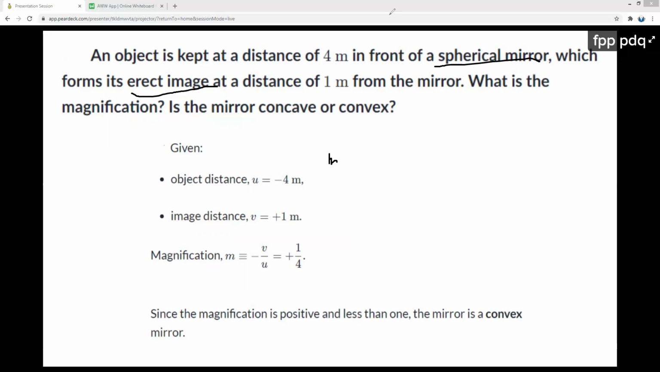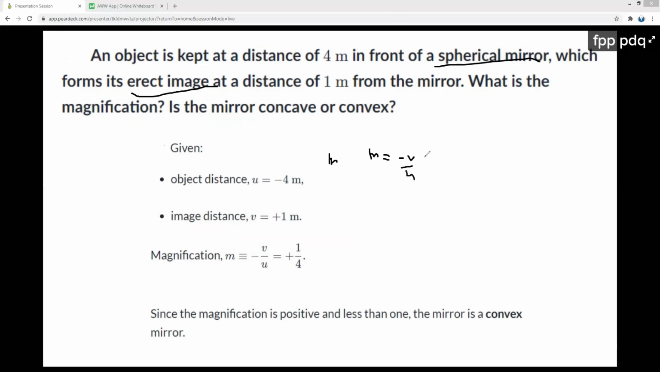Can anyone tell? The answer is on the screen. Convex. Convex mirror. Yes, correct. So let's go. The formula remains same for both. It's minus v by u.